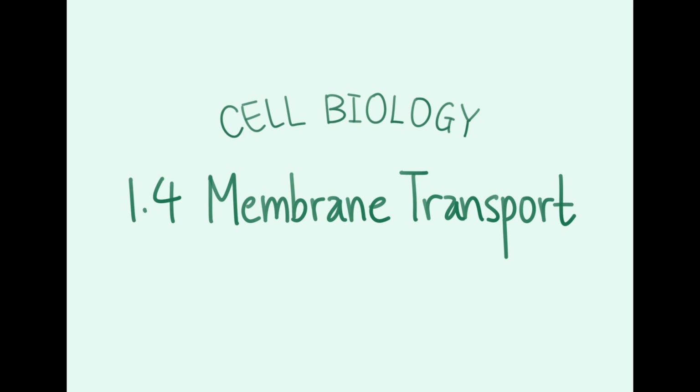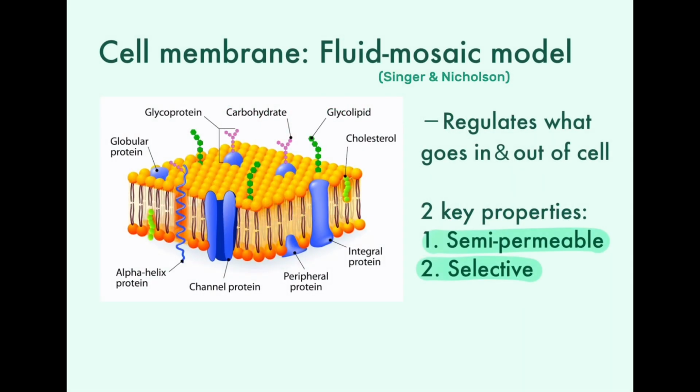Today's video will be about topic 1.4, membrane transport under the cell biology unit. This will be an extension of what we talked about last lesson, where you learned about the structure of the cell membrane. So as a recap, the cell membrane is an organelle that regulates what goes in and out of a cell. The current accepted model for the structure of the cell membrane is the fluid mosaic model proposed by Singer and Nicholson. Due to the structure of the cell membrane, it has two key properties.